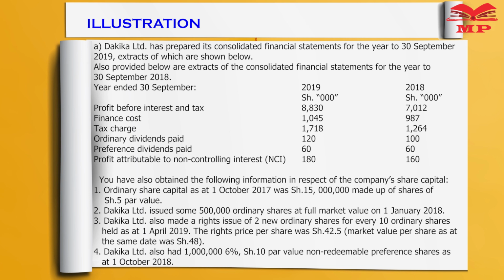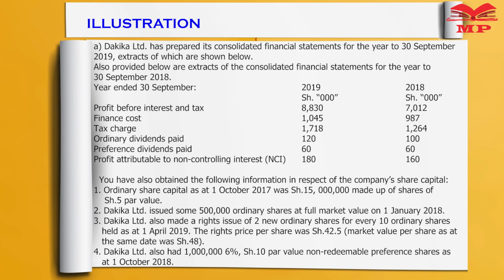So number one, we have profit before interest and tax. We have the finance cost. We have the tax charge. We have the ordinary dividends paid, preference dividends paid, and profit attributable to non-controlling interest. And then you're told you have also obtained the following information in respect of the company's share capital. Number one, you're told the ordinary share capital as at 1st of October 2017 was shillings 15 million, made up of shares of shillings 5 par value. Number two, you're told Dakika Limited issued some 500,000 shares at full market price on 1st of January 2018.